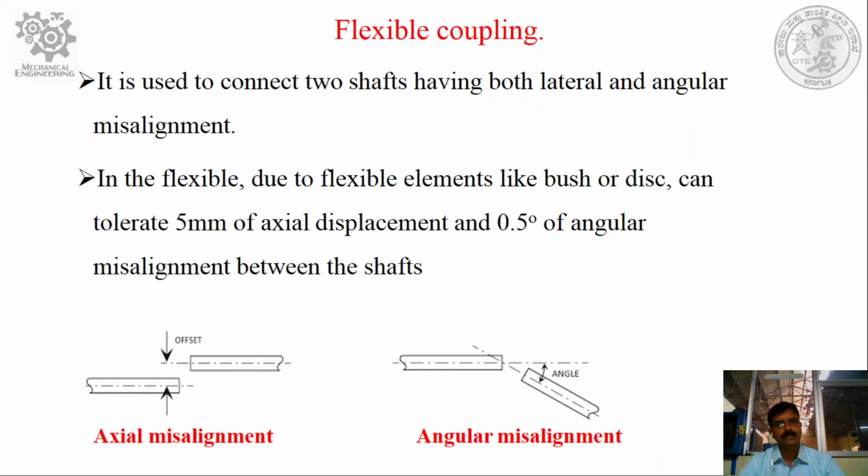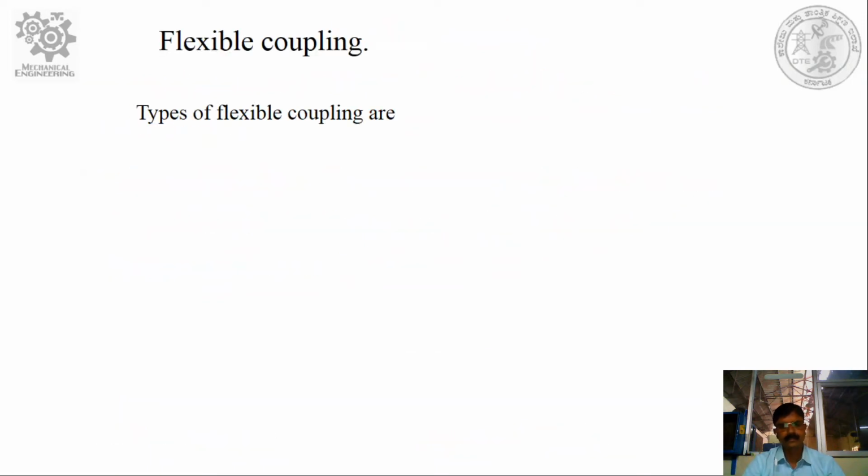Due to the flexible elements like bush or disc, the coupling can tolerate 5 mm of axial displacement and 0.5 degree of angular misalignment between the shafts. We can connect two shafts with an axial misalignment of only about 5 mm, and in the case of angular misalignment we can have only 0.5 degree. Now the types of flexible coupling.